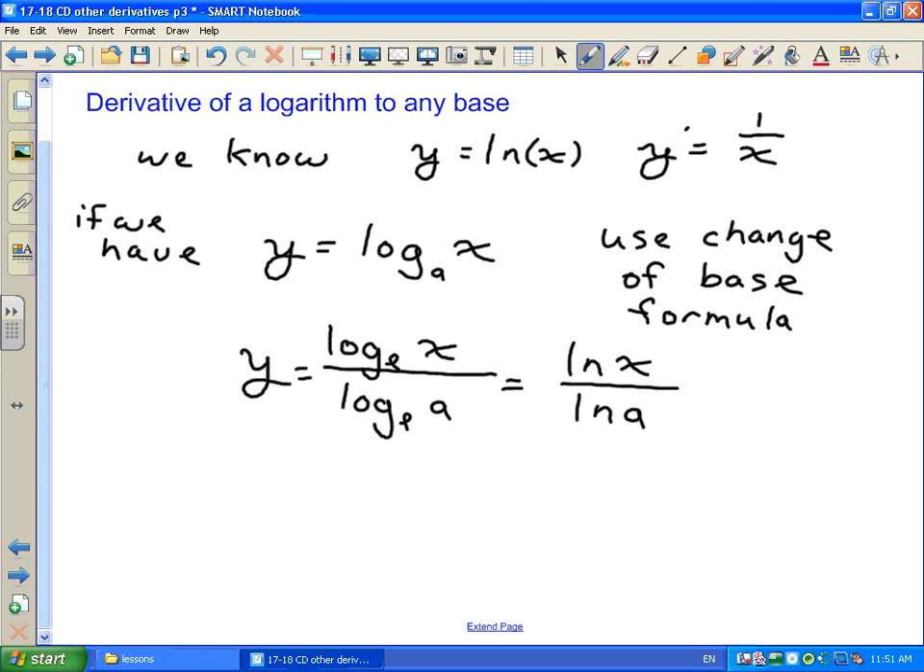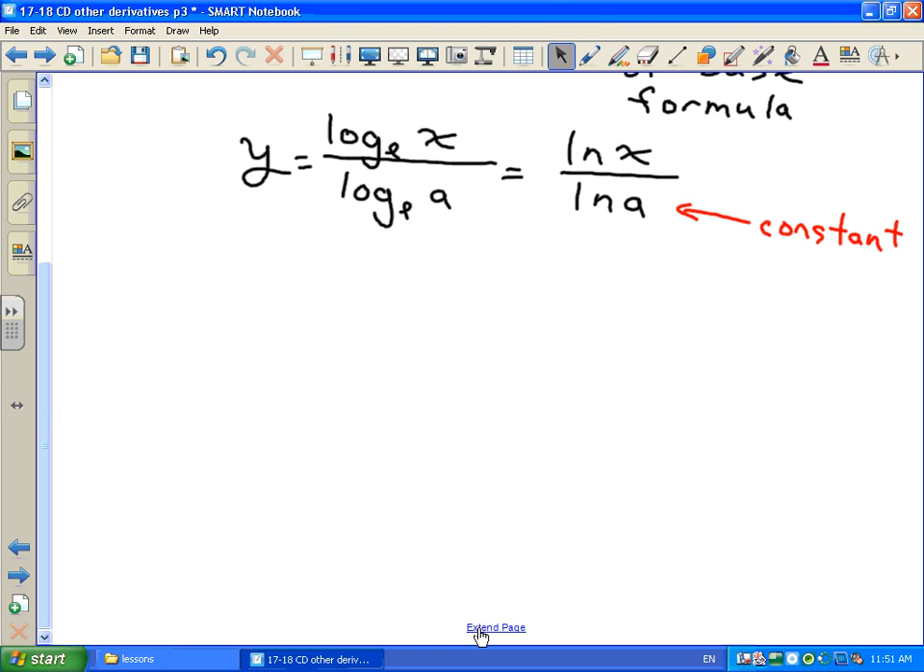Now, in the denominator there, we've got ln of a. A is just the base of our logarithm, so it's just some number like 2 or 10 or 37 or whatever. So if we're taking the ln of some number, that's just another number. So this is a constant down here in our denominator. If we want, we could write this as 1 over ln a times ln x, where we've got a constant out front, and our function is just ln x.